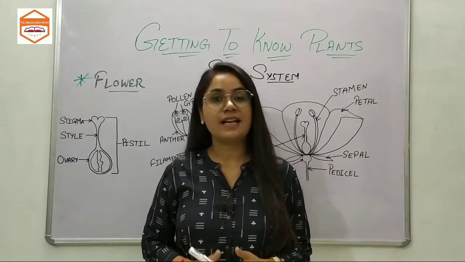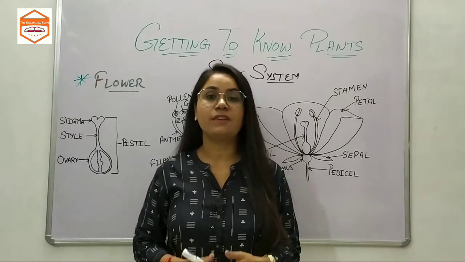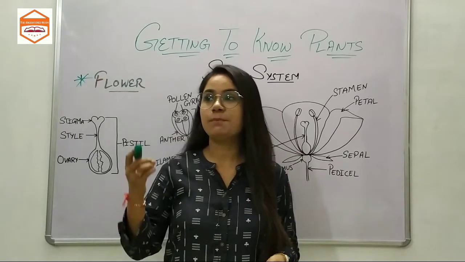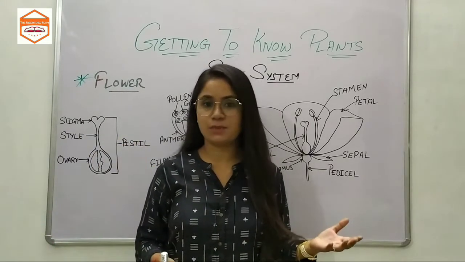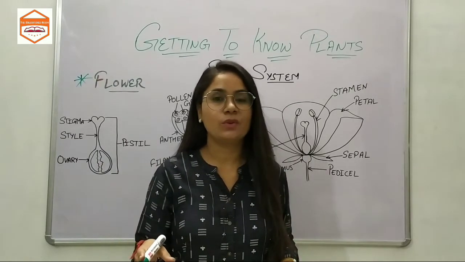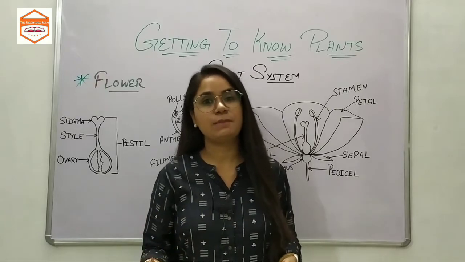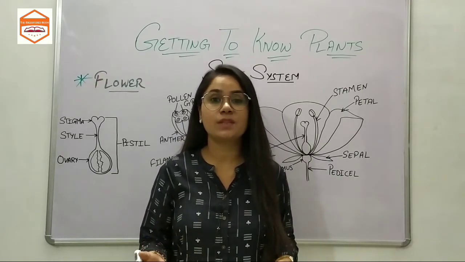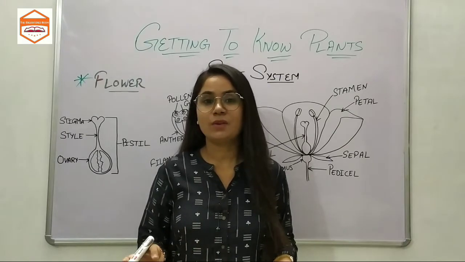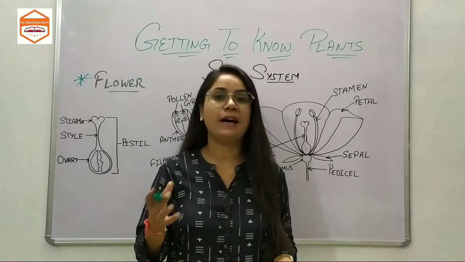So dear students, as today we are discussing flowers, you all would have seen flowers on many plants. Some plants would have flowers and some plants would not have flowers. The plants on which flowers grow are known as flowering plants, for example mustard, sunflower, rose, and the plants on which the flowers do not grow are known as non-flowering plants like pine.